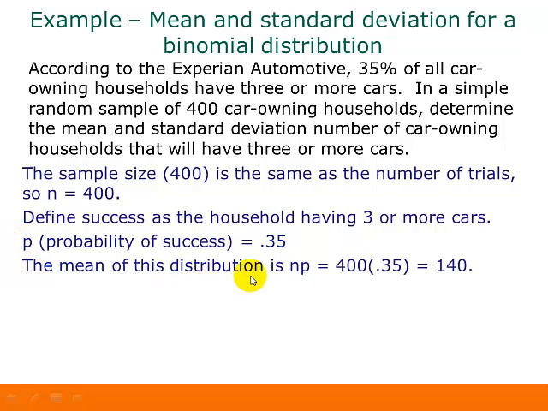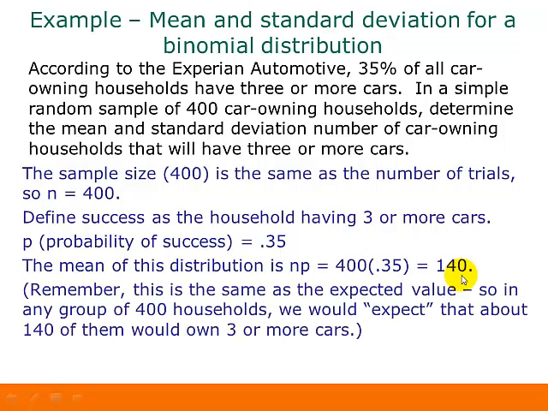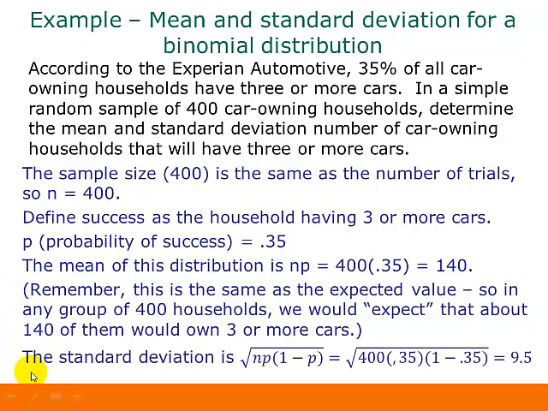So the mean of this distribution is n times p, which is 400 times 0.35, and that is equal to 140. To interpret this, remember that this is the same as the expected value. So in any group of 400 households, we would expect that about 140 of them would own 3 or more cars. The standard deviation is the square root of n times p times 1 minus p. So if we calculate this, we would get 9.5 for our standard deviation.